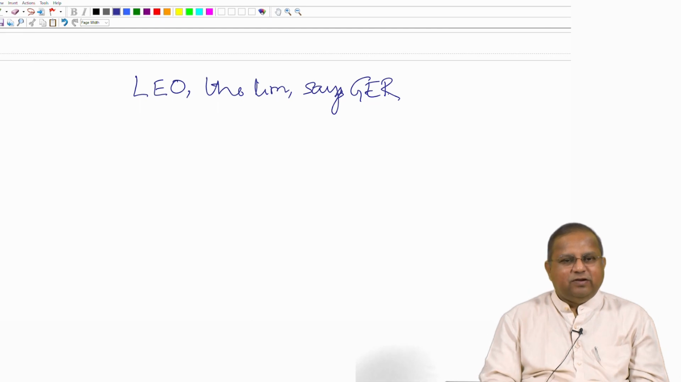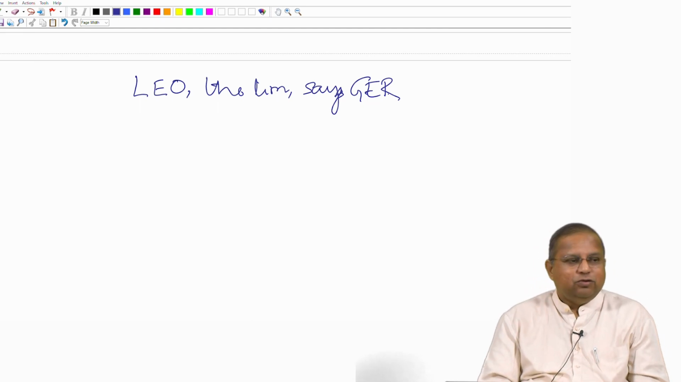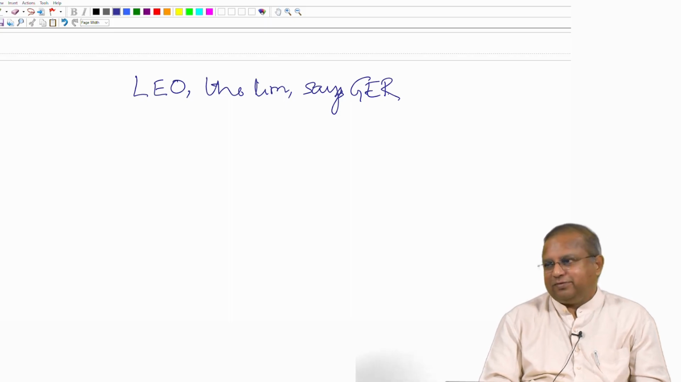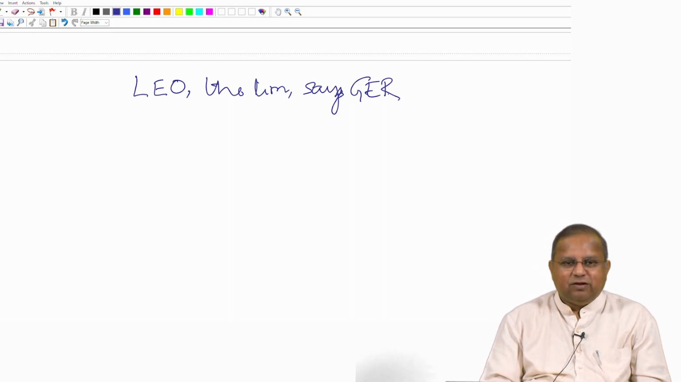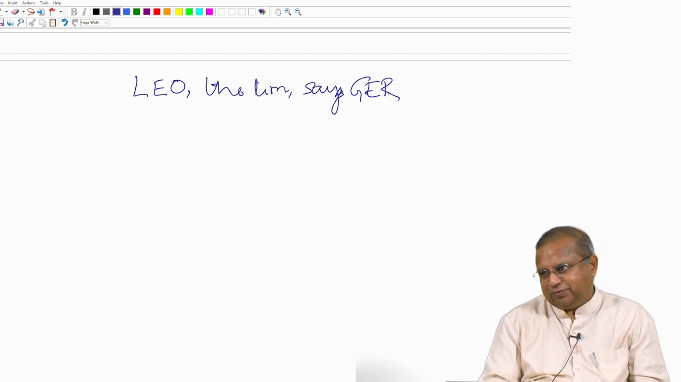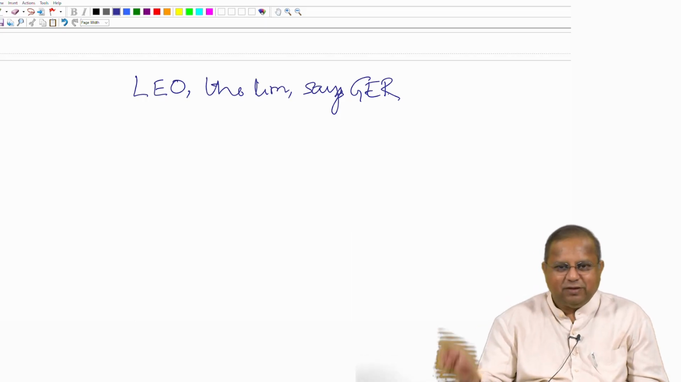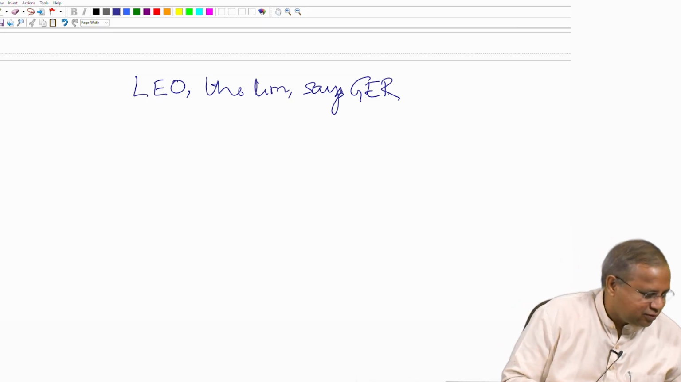That is a nice mnemonic, we will look at it again. Is it showing up? Yeah. Leo the lion says Ghar. So, Leo stands for loss of electrons is oxidation, Ghar stands for gain of electrons is reduction. We will look at this again in the appropriate context, I just thought I would mention it here.